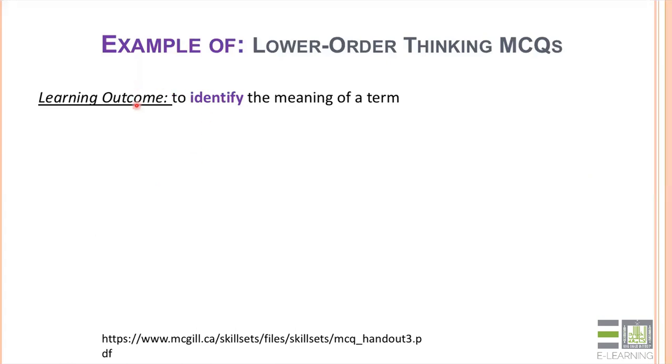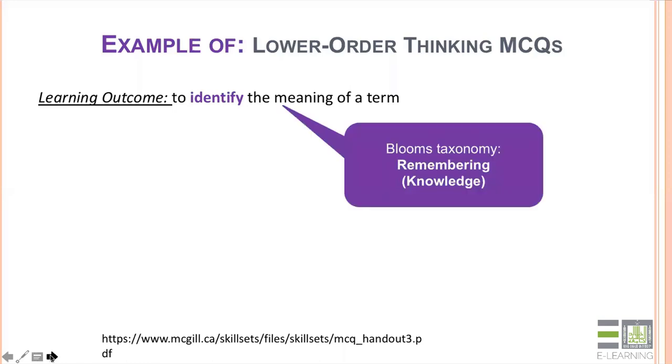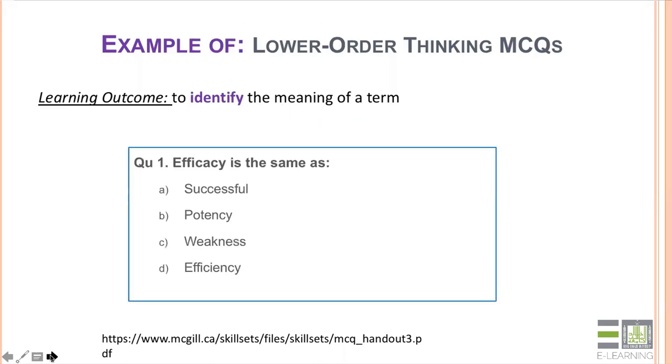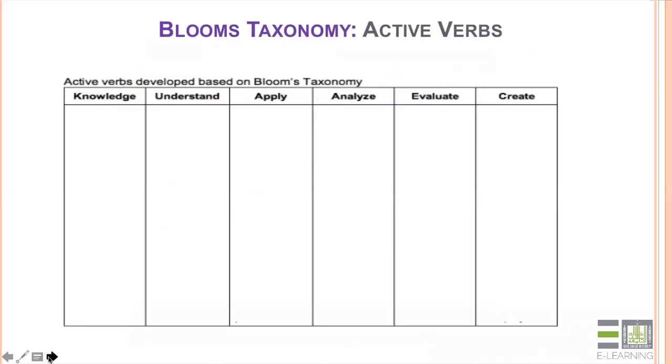Based on this learning objective, learning outcome, I could put together a multiple choice question which requires students to apply their knowledge, so recall a specific fact or information or basic concept. An example of the question would be to ask students to define what efficacy is. And I've got my list of alternatives. If they achieve the learning outcome, a student would be able to identify that the meaning of efficacy is option B, potency.